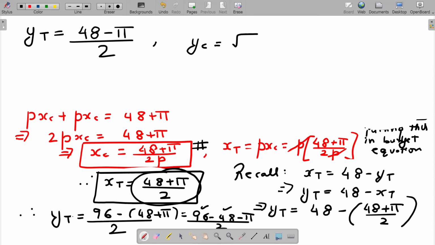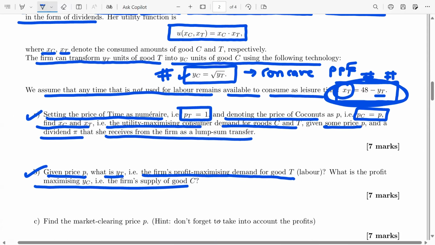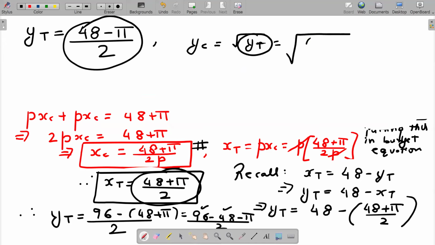YC is the square root of YT. See, again, if I come back to the paper, you can clearly see that YC is equal to the square root of YT. So YC is going to be the square root of, what is YT? 48 minus pi by 2. So these are my answers for part B. YT is 48 minus pi by 2 and YC is the square root of 48 minus pi by 2.